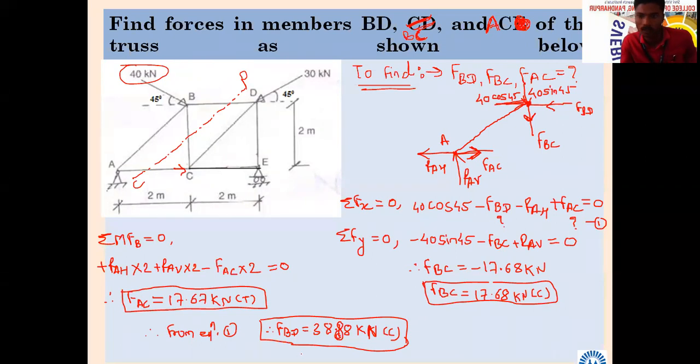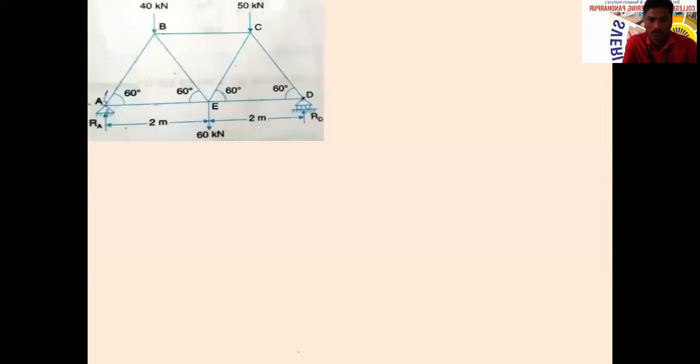Okay. Are you with me? Yes, sir. Okay. Shall we go next? Last problem we have to solve from this chapter. Methods are same. You can go for this only. There is nothing. Shall we go next? Yes, sir. Next.